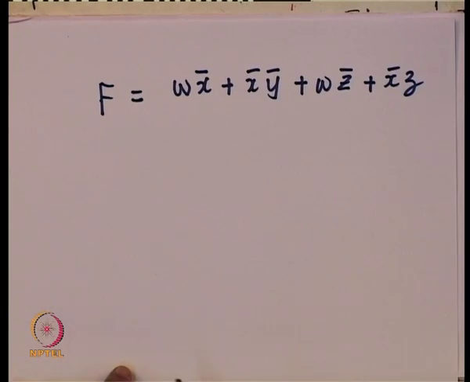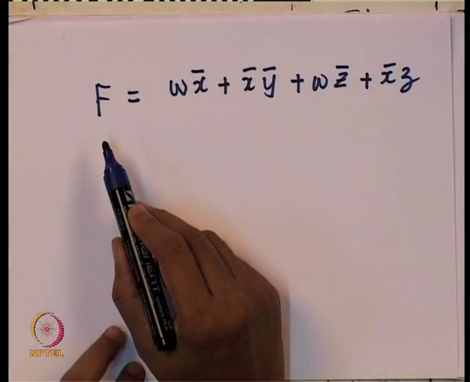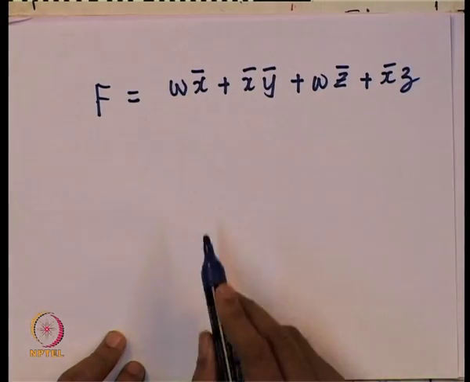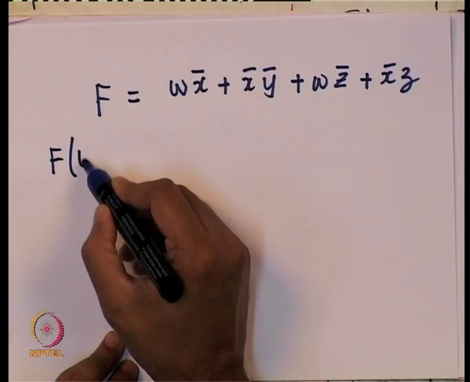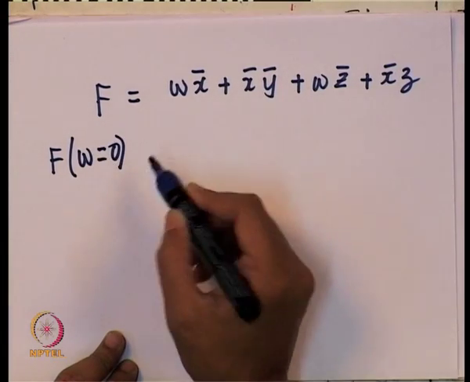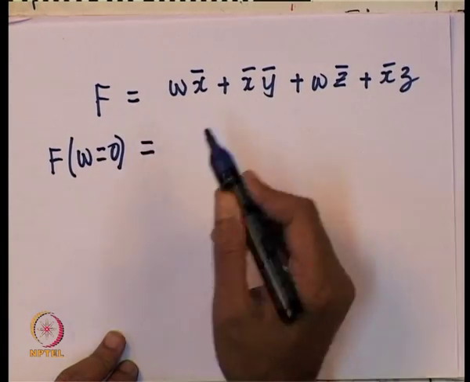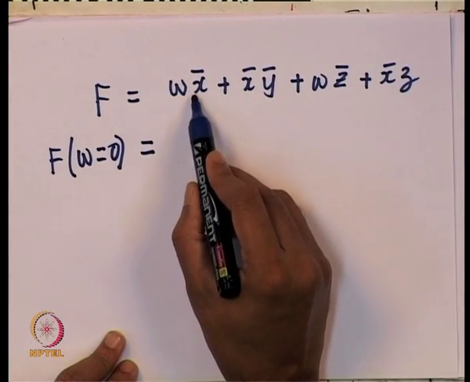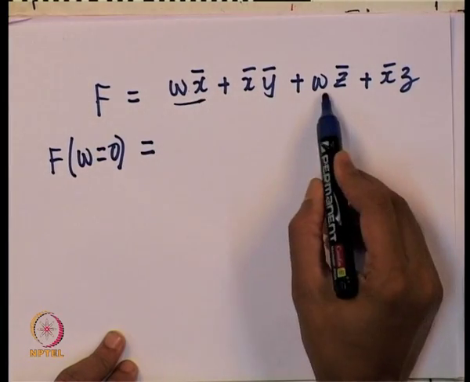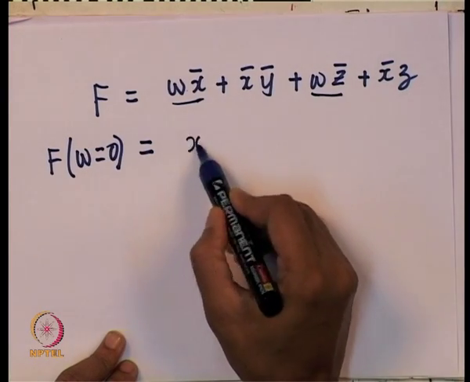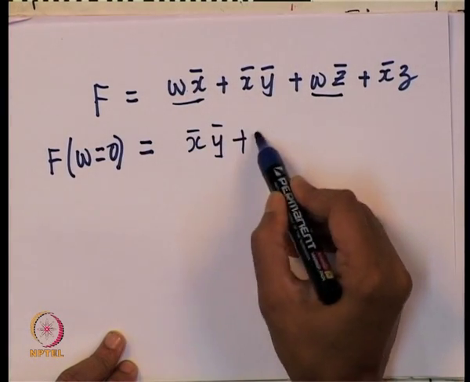So I have this function f, I have written that here. I will evaluate the function at w equal to 0. So this is my 0th cofactor. When w equal to 0, this term is 0, and this term is 0. So, it is x bar y bar plus x bar z.